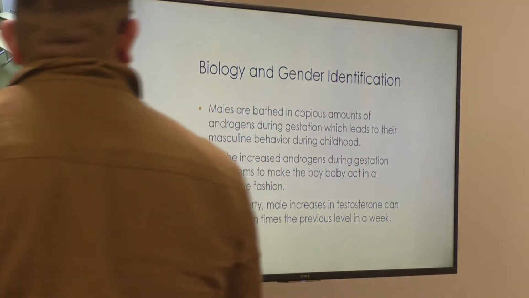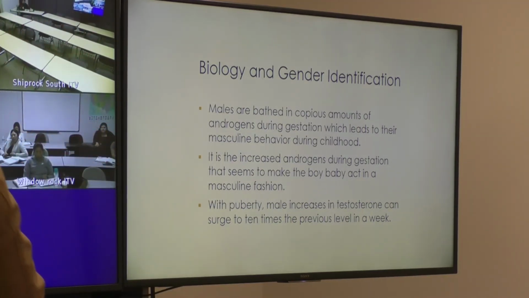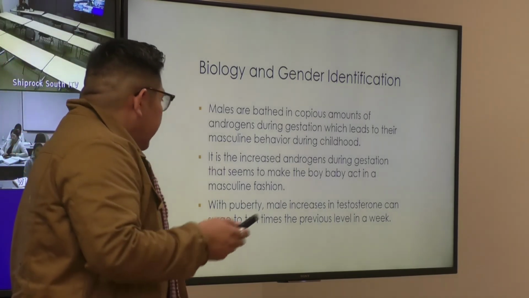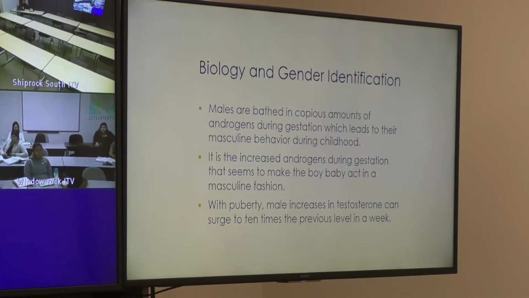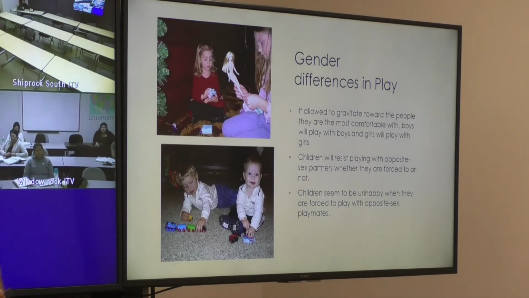Biology and gender identification. How did I read differentiation? Males are bathed in copious amounts of androgens during gestation, which leads to their masculine behavior during childhood. It is increased, again, during gestation, that seems to make the baby boy act in a masculine fashion. With puberty, the male increase in testosterone can surge to 10 times the previous level in a week. So now, you have gender difference in play.